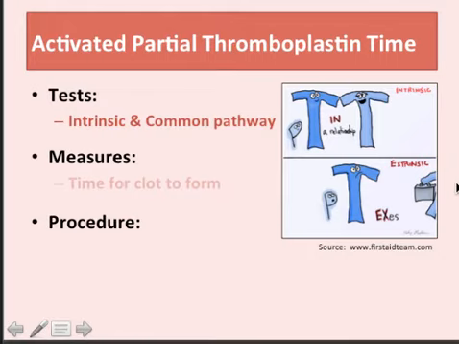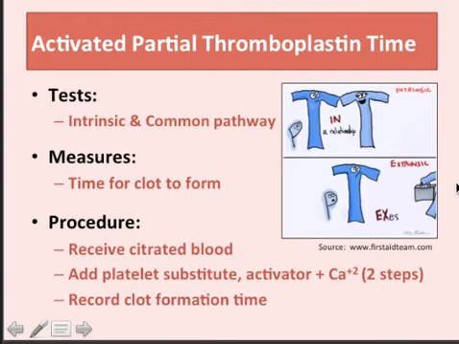But just like the PT or the ProTime, the APTT measures how long it takes a clot to form. The major difference is that this is a two-part or two-step test. You'll have your citrated blood, actually it would be plasma, not just blood, and what you add to it is a fake platelet substitute, essentially. Since platelets are going to be one of the things that activate the intrinsic pathway, you have to add platelets or something like platelets in to cause this coagulation cascade to occur. So you add the substitute, you add another activator which helps in the conversion, and you add calcium.